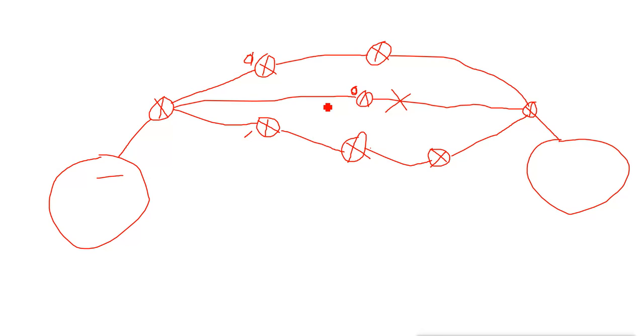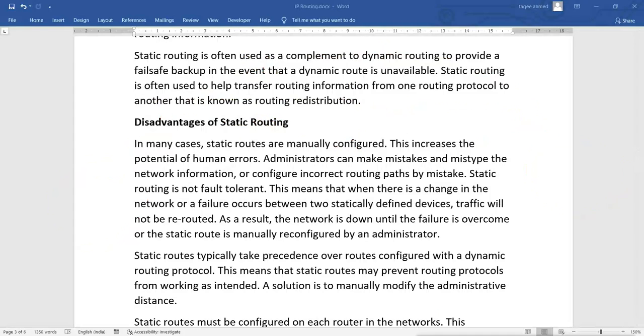On the other hand, if you use dynamic, what will dynamic do? If one path fails, automatically it will switch to the other path if you have another path available. This thing will not be done in static routing, and this is the disadvantage of static routing also. Then, static routes typically take precedence over routes configured with the dynamic routing protocol. This means that static routes may prevent routing protocols from working as intended. A solution is to manually modify the administrative distance.